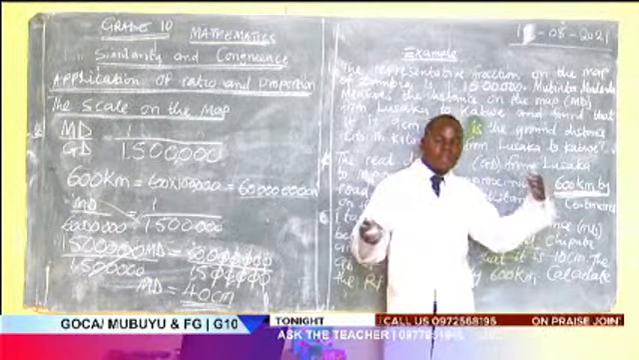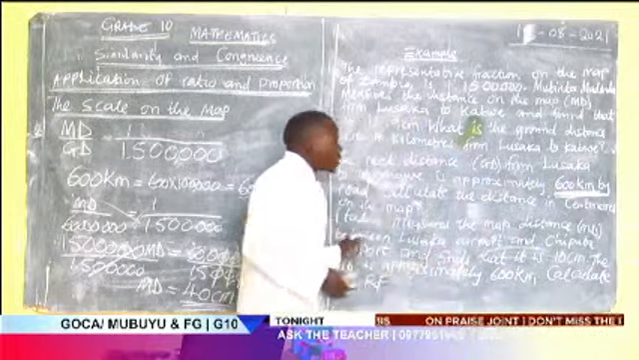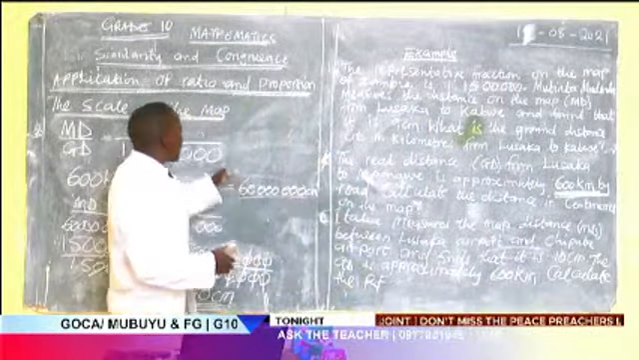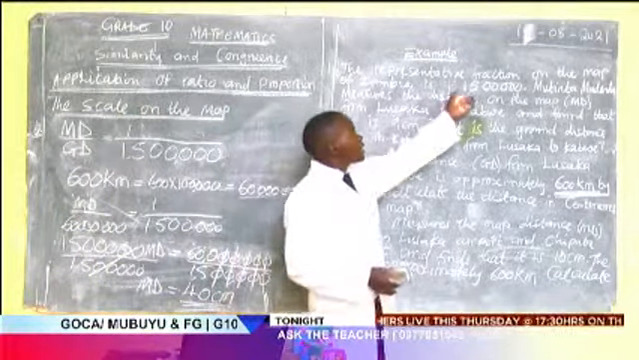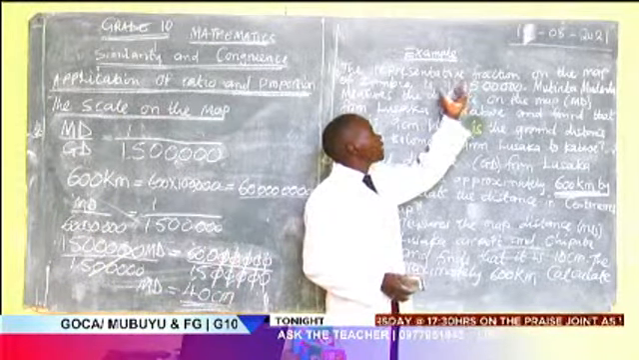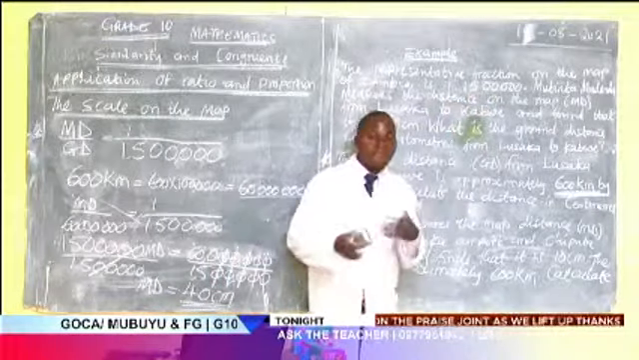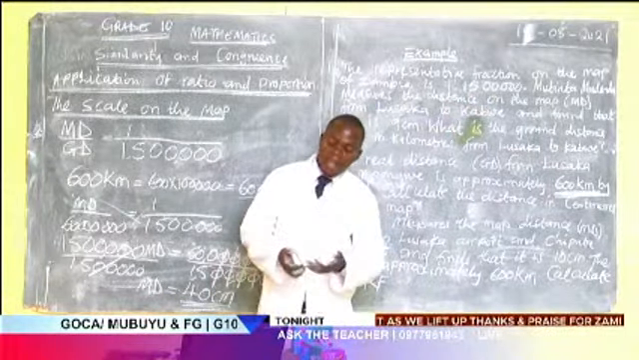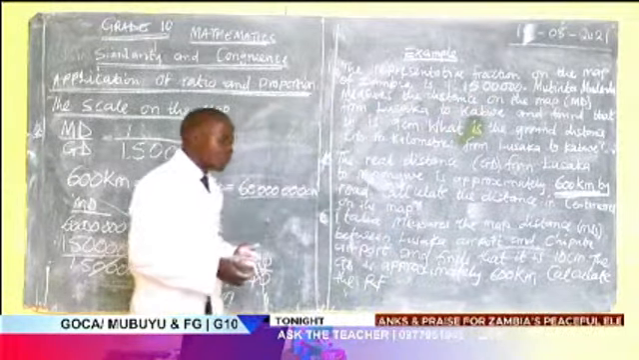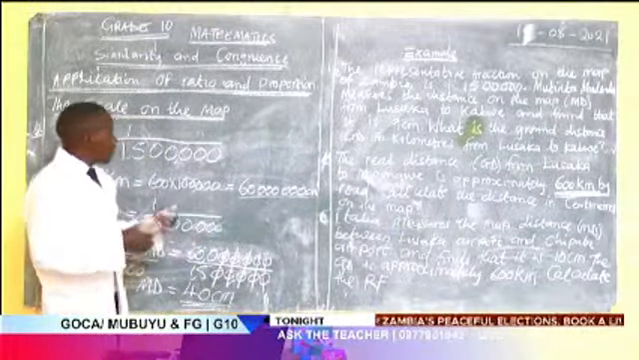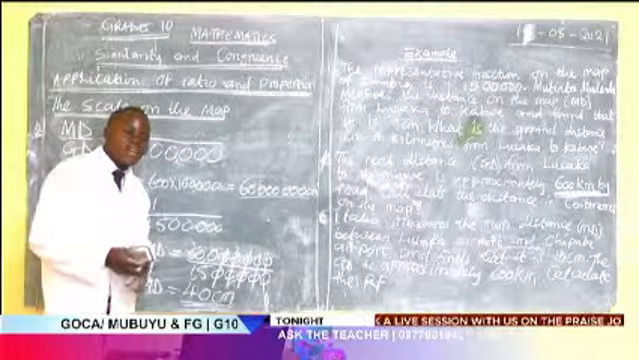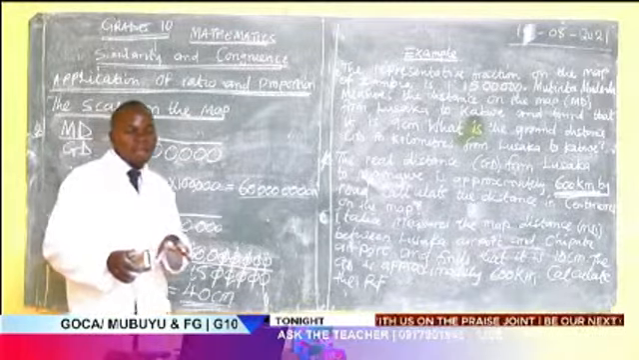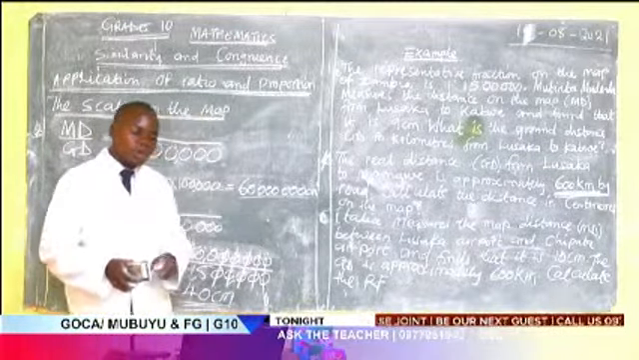Okay, so even if you wanted to draw it on the map, make sure that you use the scale that you have been given. And this scale, which is the representative fraction we have been given here, is 1 to 1,500,000. So once you have been given the distance on the map, and you have been asked to find the distance on the ground, this is the step that you need to follow.